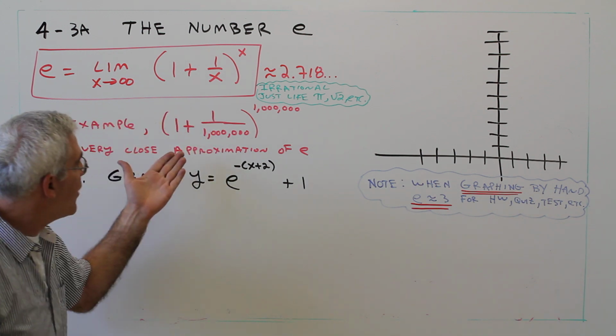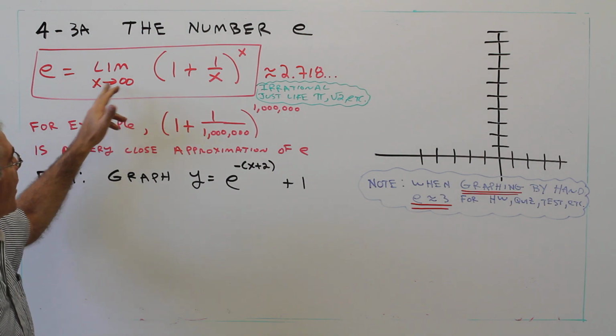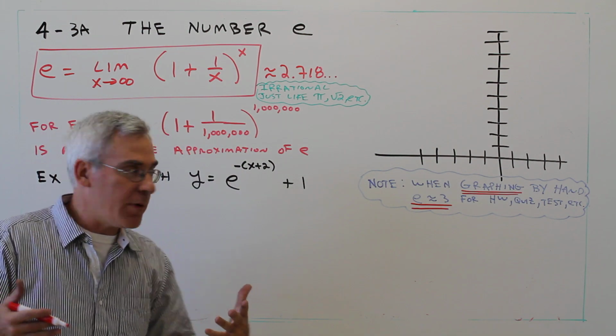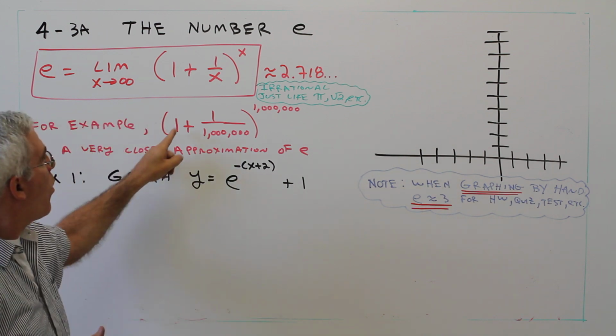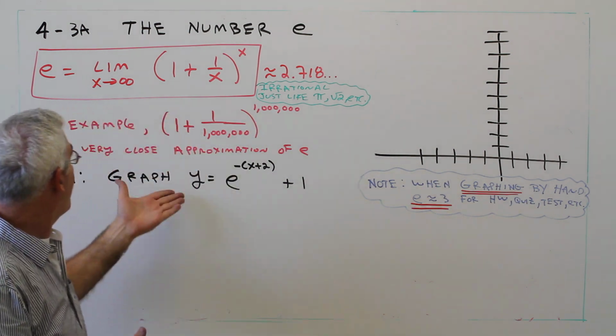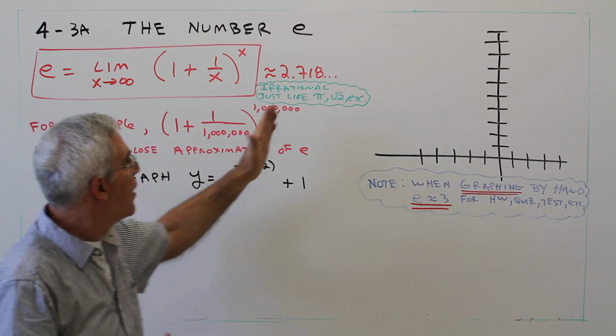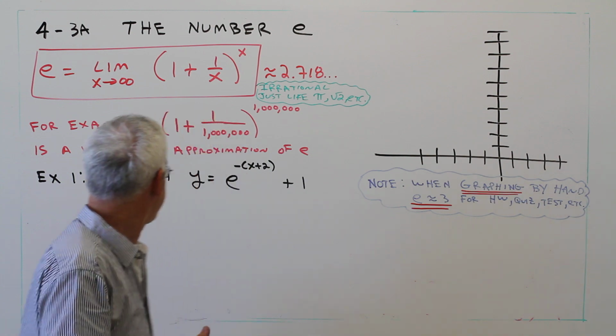All right, so just so you get a concrete understanding, when they say x approaches infinity, it just means it gets really, really big. So let's let x be 1,000,000, a fairly large number. (1 + 1/1,000,000) raised to the 1,000,000th power is a very close approximation of e. It'll just differ in a few decimal places out beyond there.